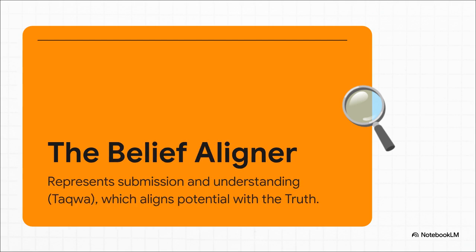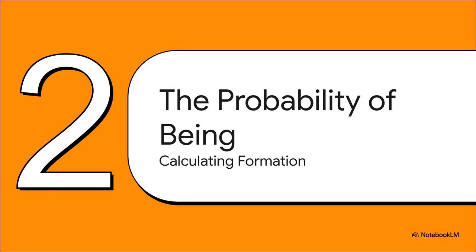And for our final ingredient, we have the belief aligner. Now, this is where things get really interesting. This operator brings in a subjective element, things like sincerity or belief. It's basically a dial, a weighting factor. It can amplify a potential or turn it down, depending on how strongly it aligns with that truth we just talked about. So we've got our three ingredients: potential, truth, and belief. The big question now is, how do they all come together at that critical moment of creation?